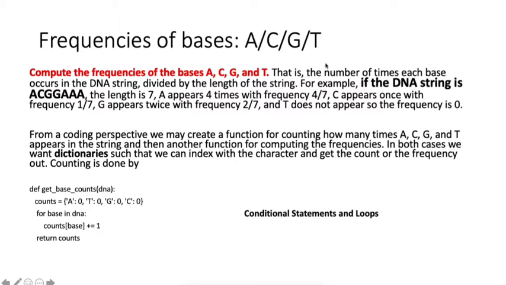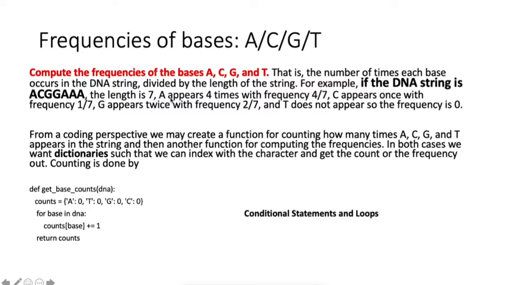So to compute the frequencies of the bases A, C, G, and T, that is, the number of times each base occurs in the DNA string, it's basically the number of occurrences of that nucleotide divided by the total number of occurrences of all nucleotides. So let's say, for example, the DNA string is ACGGAAA. We know the total length is 1, 2, 3, 4, 5, 6, 7. And we could see that A appears 1, 2, 3, 4 times, C appears 1 time, G appears 2 times, and T appears 0 times.